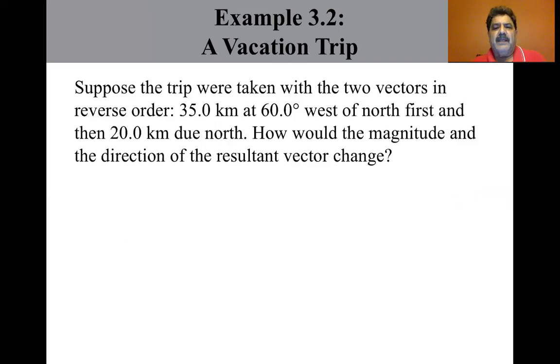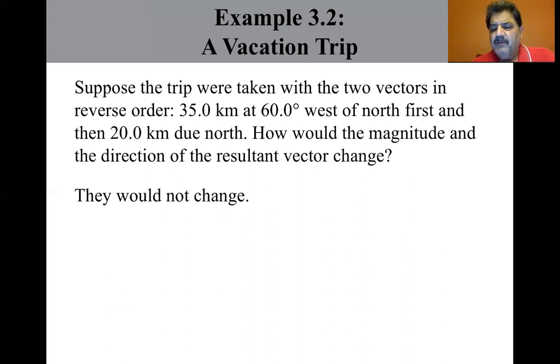Suppose the trip were taken with the two vectors in the reverse order, 35 kilometers at 60 degrees west of north first, and then 20 kilometers due north. How would the magnitude and the direction of the resultant vector change? Now think about it. What did we discuss earlier? We discussed the commutative law of vector addition, so they would not change.